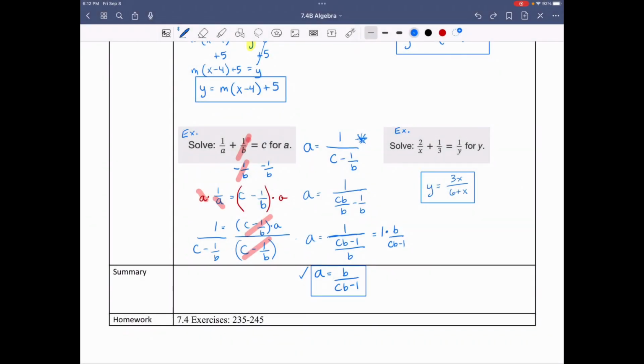And this completes our notes. So you can go ahead and start your homework on 7.4, exercises 235 through 245.